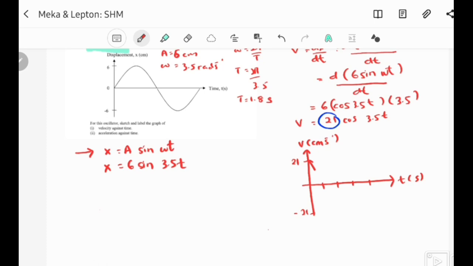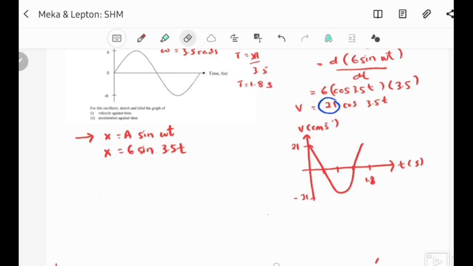So dia jadi, okay, this is graph positif cos. Jangan lupa label T dia. T kita 1.8. Okay, settle untuk velocity against time.